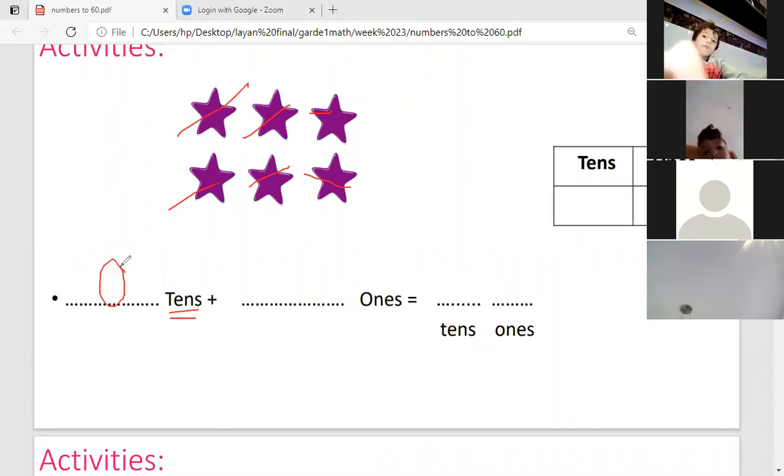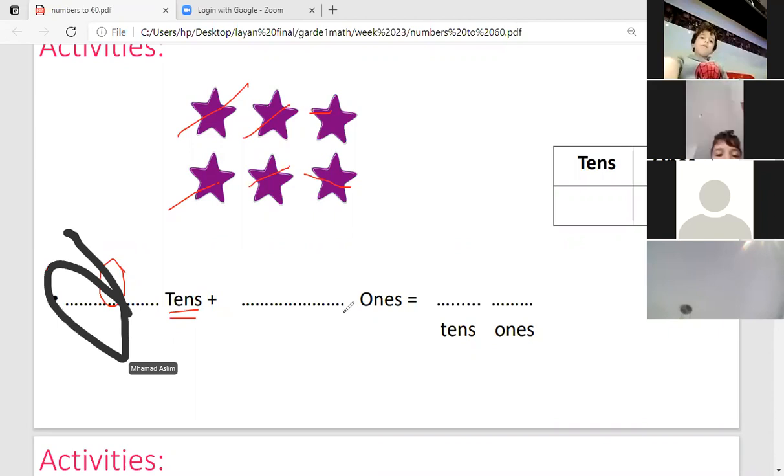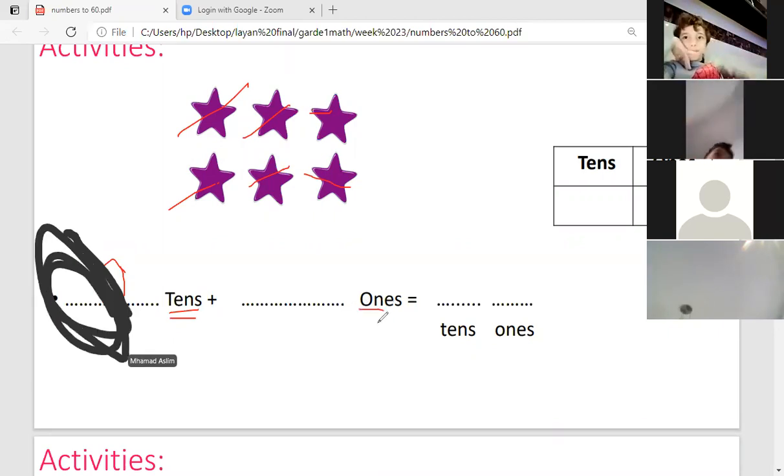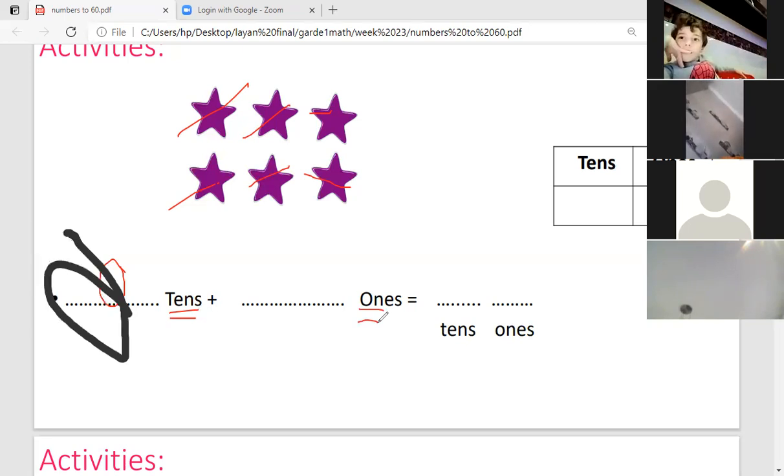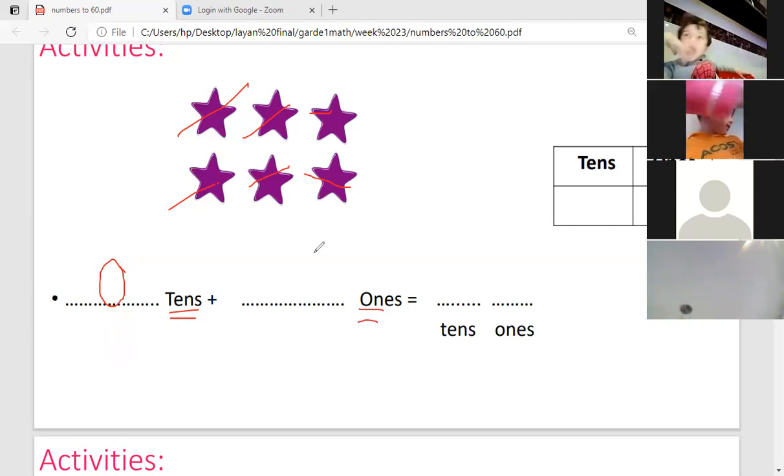Bravo. I didn't make a circle or a group. I don't have 10s. I only have 1s. How many 1s do I have here? 6. Excellent. Great job, everyone.